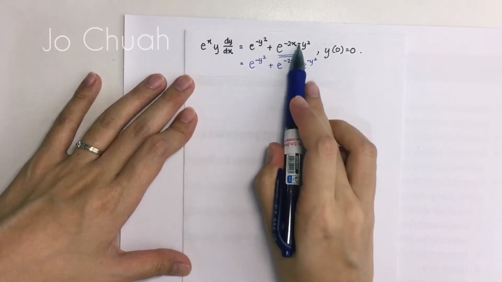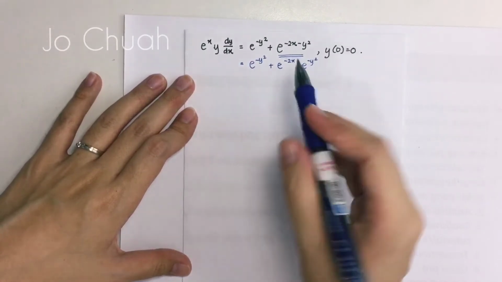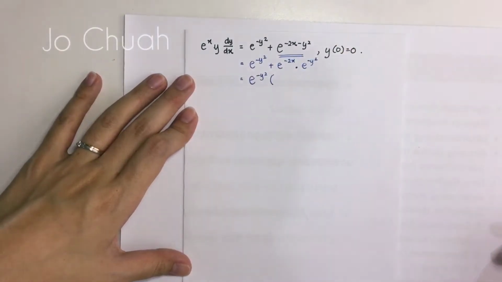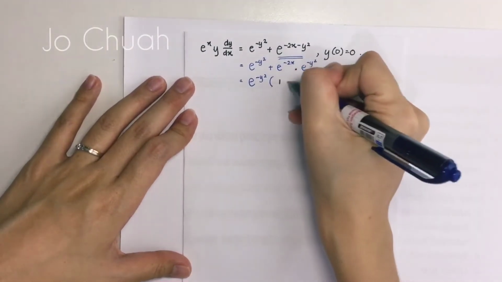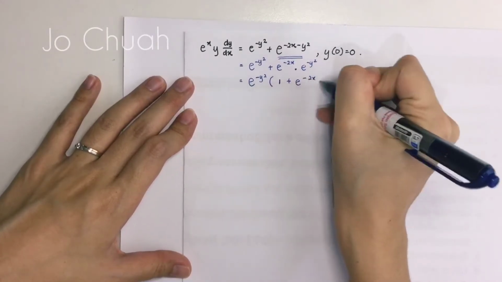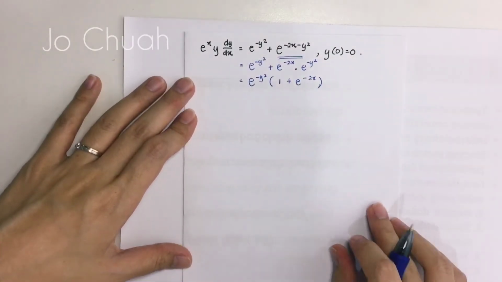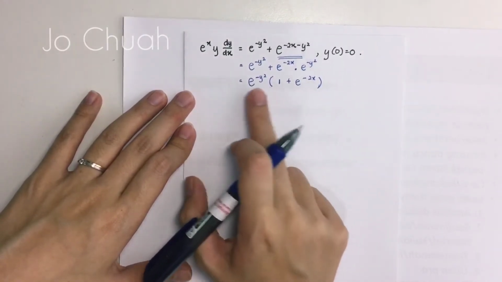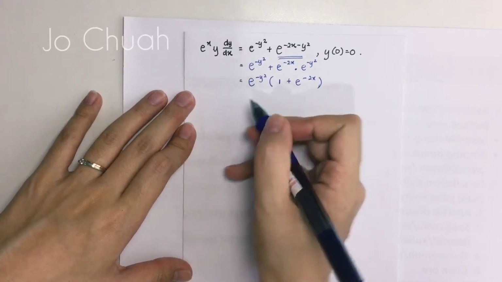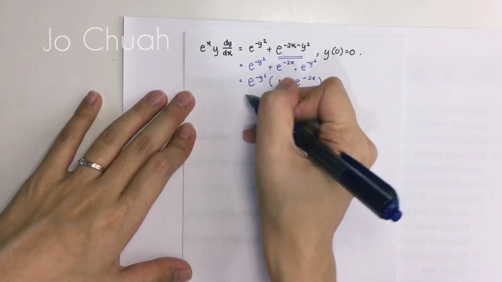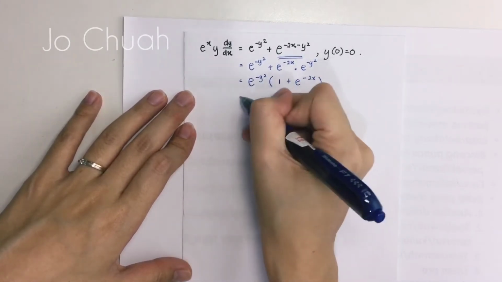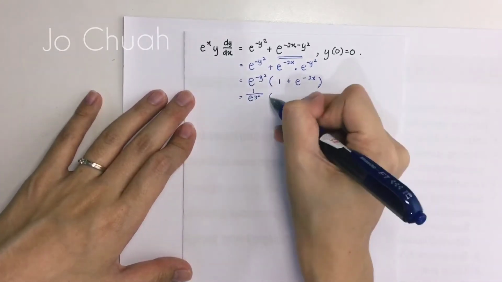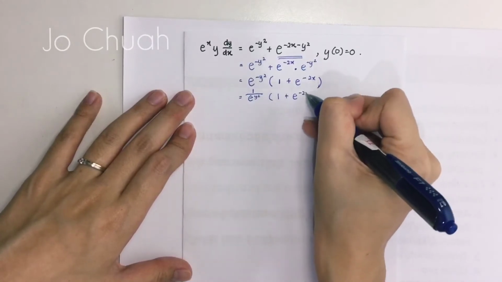Therefore, you can add them up. So this term and this term have some common factor, so I'm just gonna take it out. You're left with 1 plus e negative 2x. The y here and the y here are in a multiply relationship, so you can just bring it back there. So this one is actually 1 over e to the power of y squared, and then 1 plus e negative 2x.